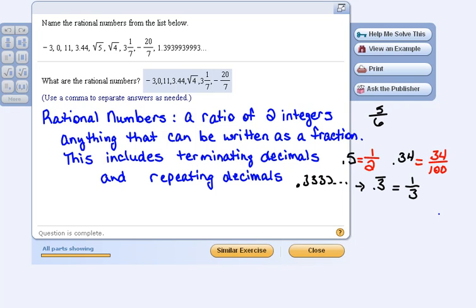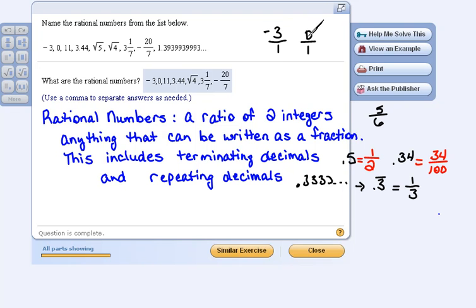Okay, so let's look up here at this list that we have. We have these numbers, -3. Well, this is a rational number because it is an integer, and all integers are rational numbers. In fact, we could write -3 as a fraction if we put it over 1. So that maybe could help us see that better. 0 is a rational number. We could write, again, that over 1.